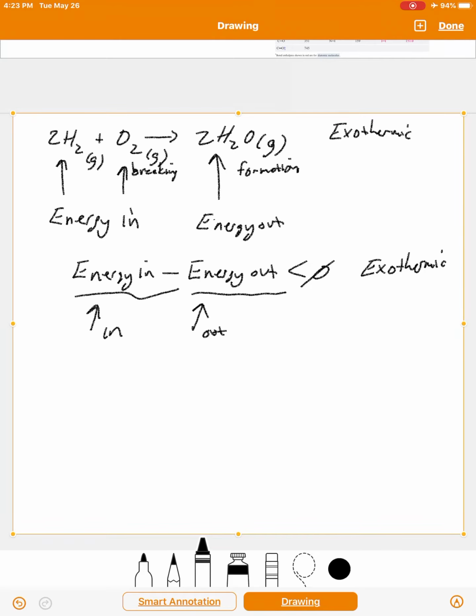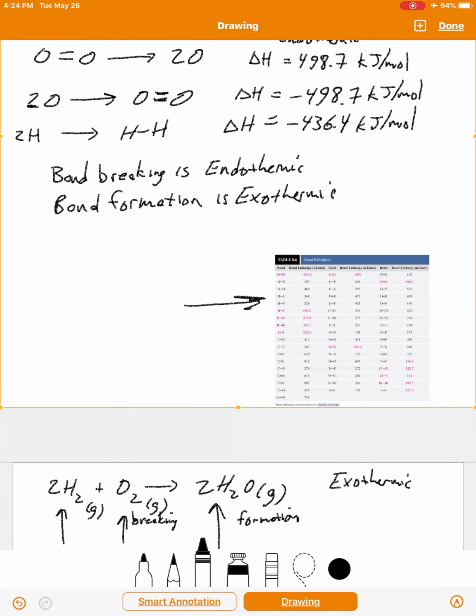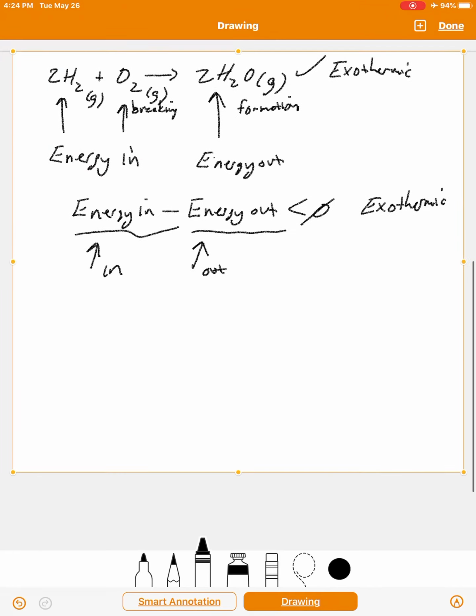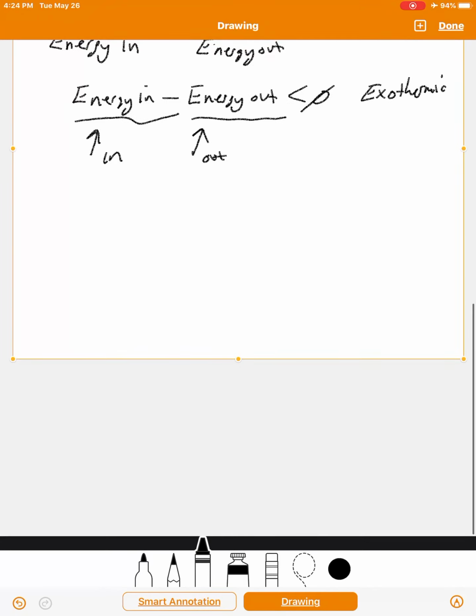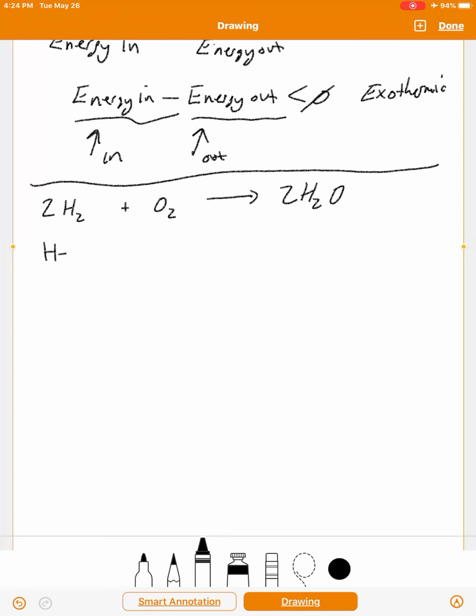So we can show by using the values in this table that this is an exothermic process very easily. I'm going to go through it for you and show you the method by which we would do that. Here's what you do. You take your balanced equation and you draw Lewis structures for all the substances.